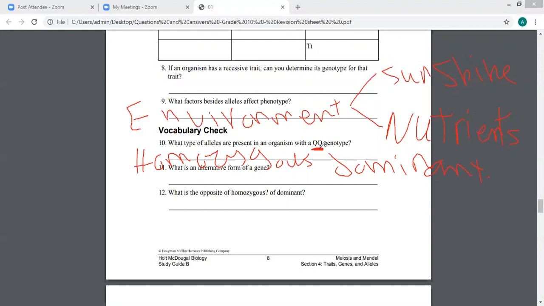Number 11, what is an alternative form of a gene? The alternative form of a gene is alleles. Alternative or different forms of the same gene are alleles.